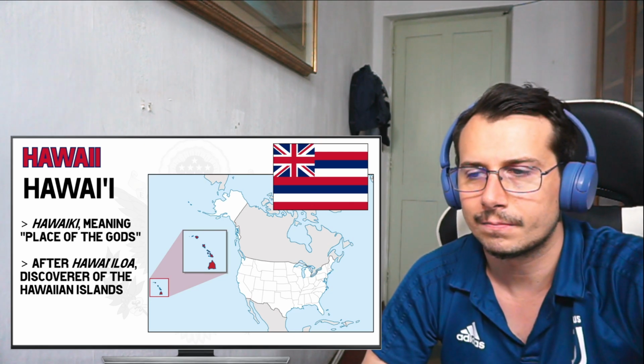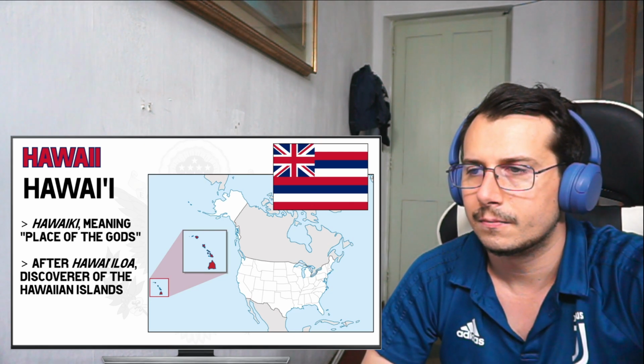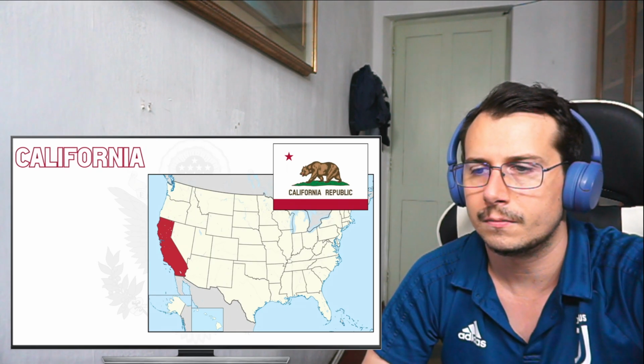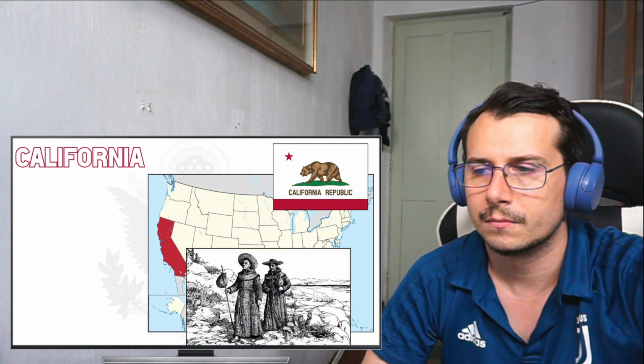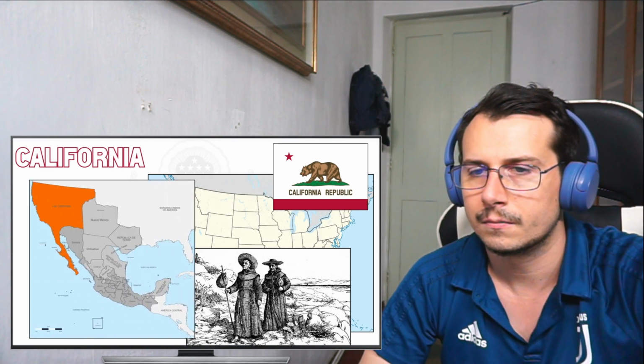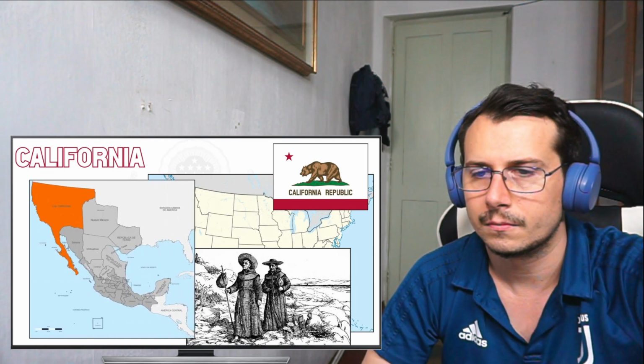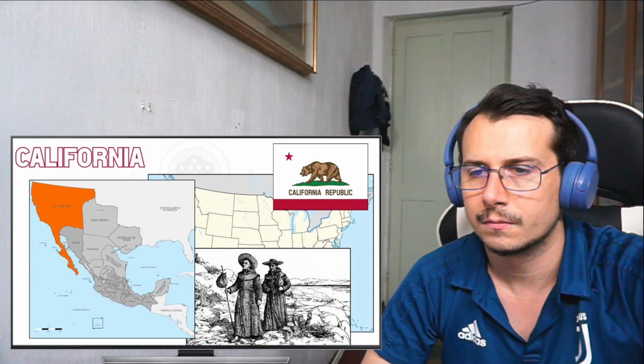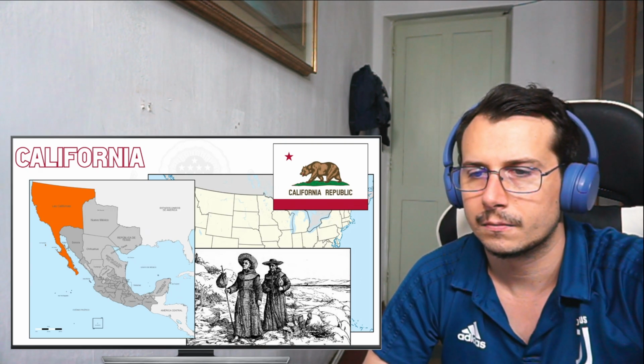Moving to the continental United States, let's start on the West Coast with California. California got its name from Spanish explorers, choosing the name Las Californias for the peninsula of Baja California and for Alta California, the region that became the present-day state of California.